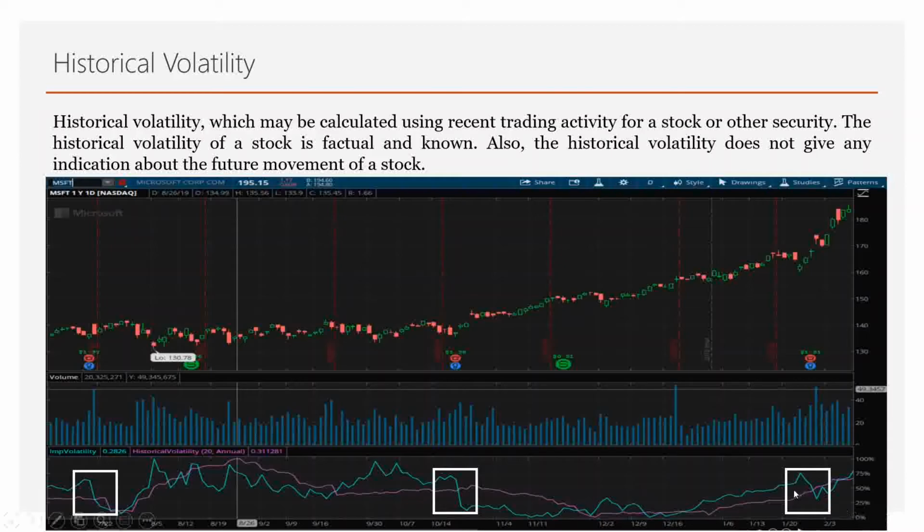So let us check here. See, right before earnings, implied volatility is rising, right? And after earnings, what happened? Everybody will wind up their positions and implied volatility goes down.